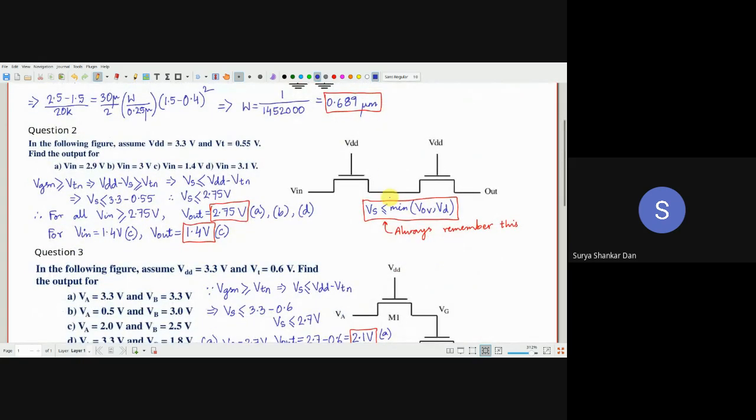Now we will come to question number 2. These transistors are called pass transistors, PTL, also called pass transistor logic.